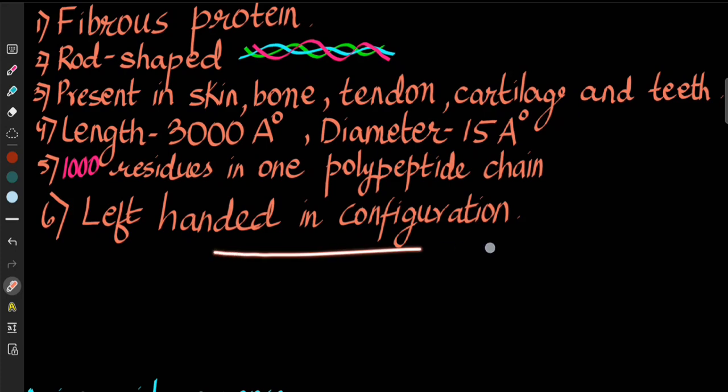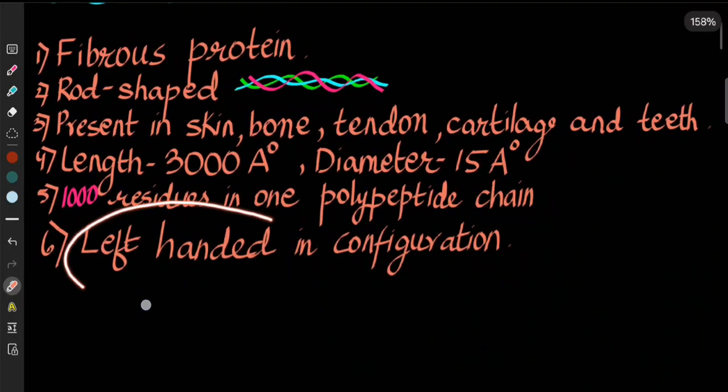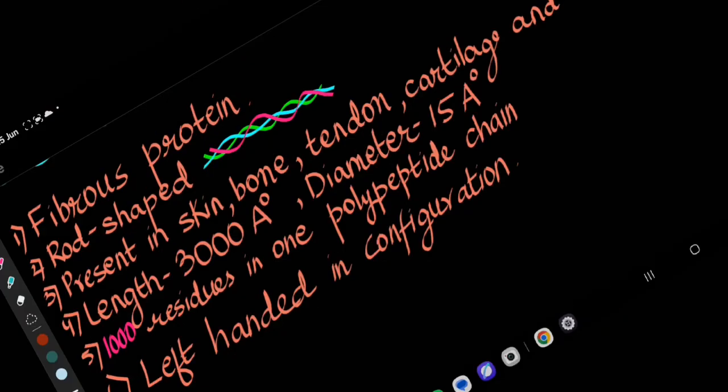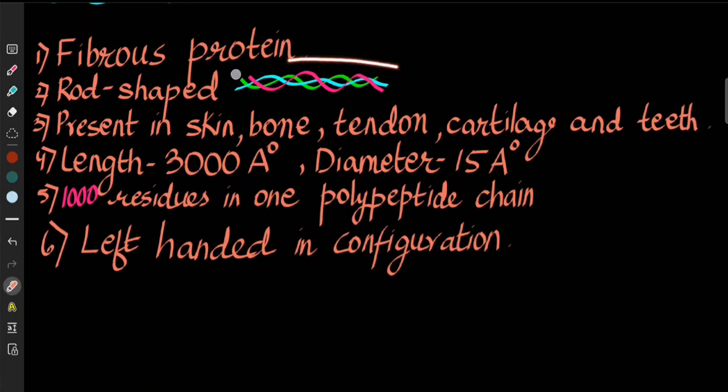Now, the configuration of the collagen molecule is usually left-handed. That means it will go in an anti-clockwise direction. But when all these three chains come together and coil with one another, they form a right-handed helix. So individually the chain will be left-handed, and as a collagen fiber, that is tropocollagen, it will be right-handed.